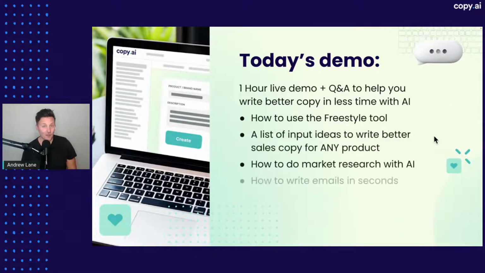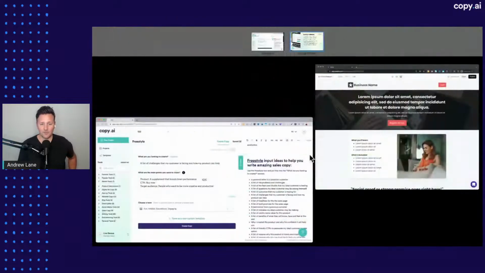I've been testing a lot and I have some really cool things to share with you, including some templated prompts that you could use to get better results with your writing. So in this demo, we're going to log right in and use Copy AI. I'll be here to answer your questions, and the goal is to help you write better copy in less time with AI. I'm going to show you how to use the Freestyle tool to write pretty much anything you need. I've got a list of inputs to write better sales copy for any product. I'll show you how to do market research with artificial intelligence and write emails and social posts really fast.